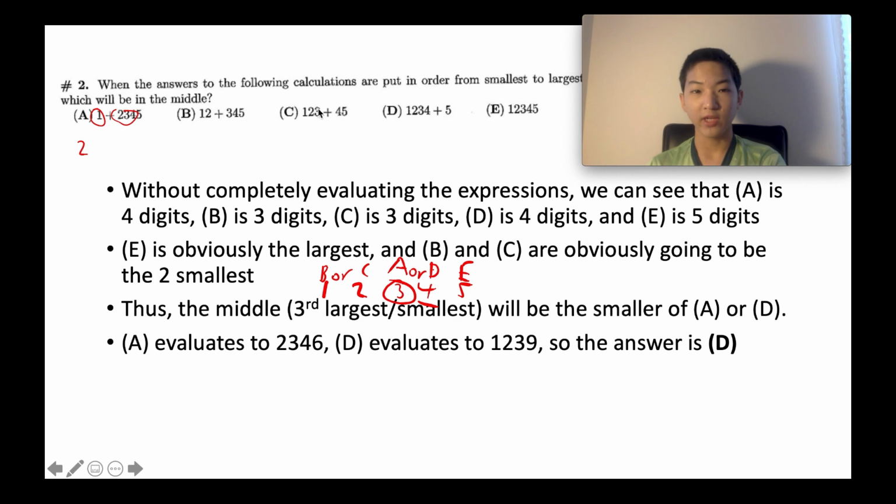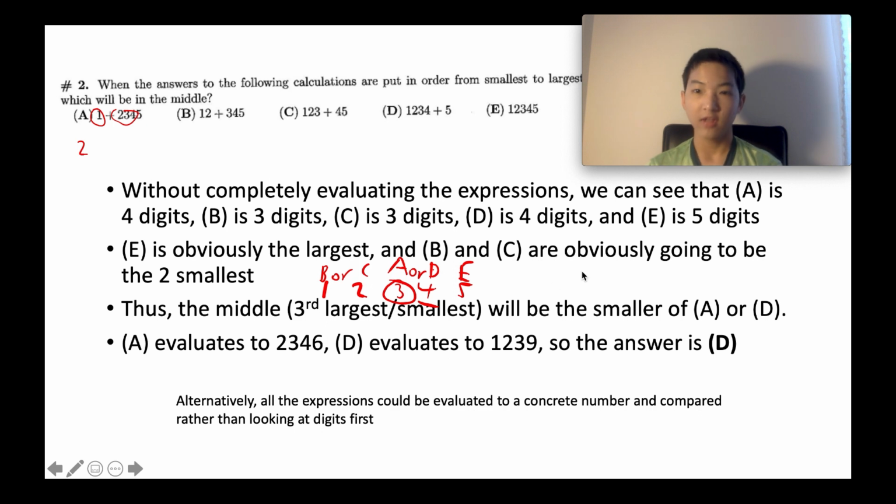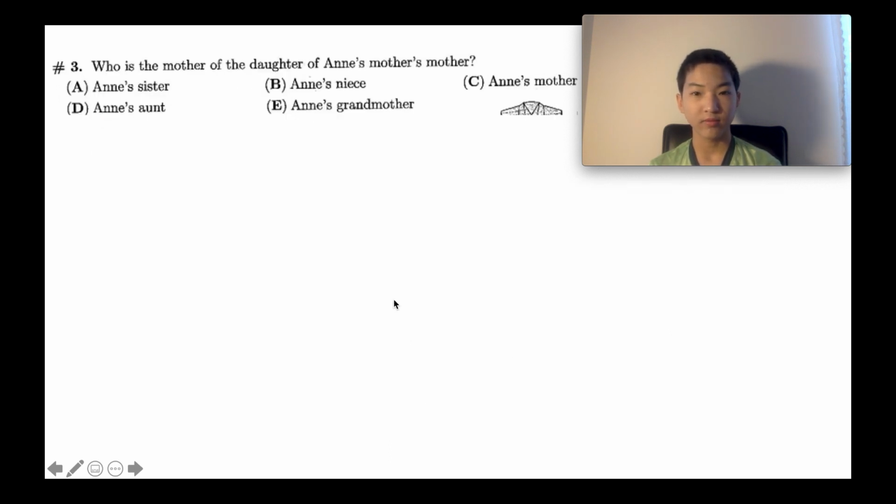So to figure them out, we can just add the expressions together. A evaluates to 2,346, D evaluates to 1,239. D is smaller, so it will be the third smallest, so the answer will be D. And alternatively, you could just evaluate all the expressions to their exact number and then compare those numbers instead of looking at the digits. Just whatever works for you is fine. Next we have problem 3.